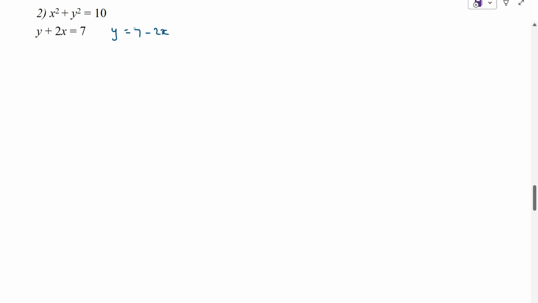Okay, so now we are going to sub in this equation for when we see y in this quadratic equation here, equation 1. So x squared plus y, which is 7 minus 2x squared, equals 10. Now remember, when we are squaring a bracket, we need to write out double brackets and not just simply square each term in this bracket here.